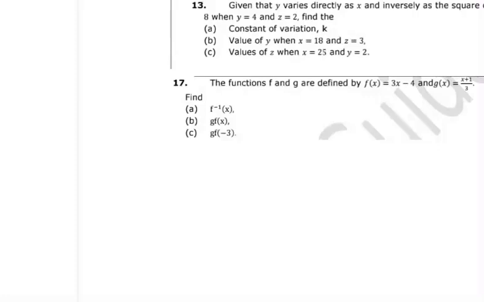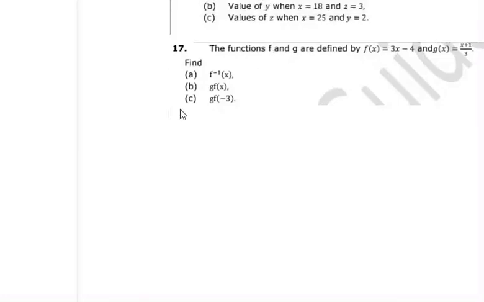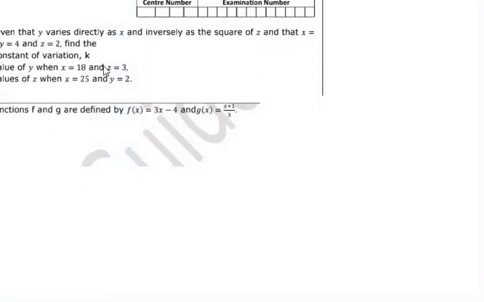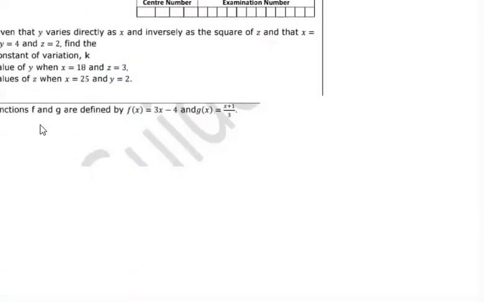Today we just have a very quick lesson. Okay, so we'll try to answer these two questions we have here. We only got two questions, 13 and 17. These are from paper 1, 2024. Question 13 is from the topic called variations.